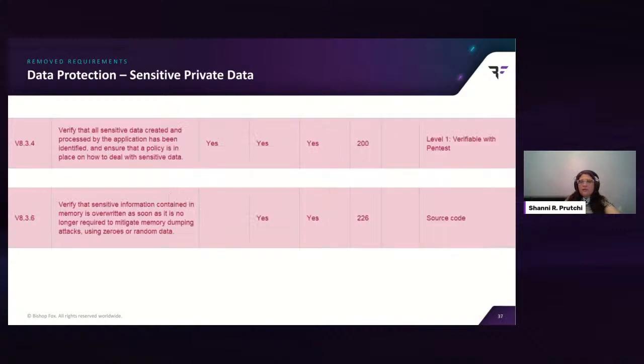There's another requirement, 8.3.4, that was determined to be a duplicate, this time of 1.8.1, which reads: verify that all sensitive data is identified and classified into protection levels. The suggested wording post-merge is: verify that all sensitive data created and processed by the application has been identified and classified into protection levels, and ensure that a policy is in place on how to deal with sensitive data. Finally, 8.3.6 is being deleted because it's not practical in a lot of use cases.